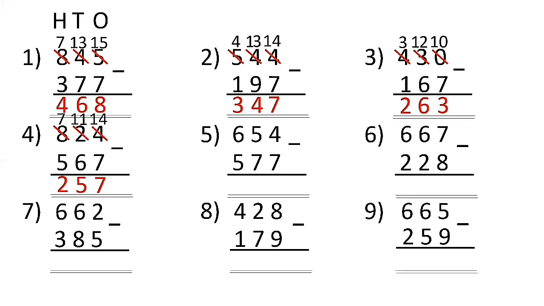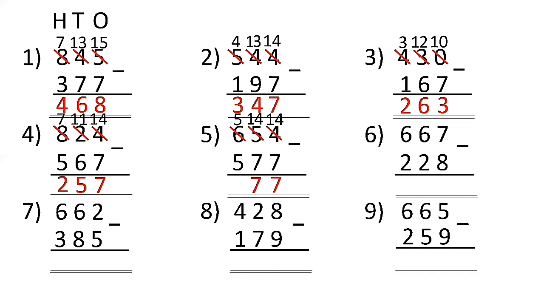Number 5, 654 minus 577. We cannot subtract 4 by 7, so we need to borrow. Cancel 5 becomes 4. 4 becomes 14. 14 minus 7, that's 7. 4 minus 7 cannot be, we need to borrow in the hundreds place. Cancel 6 becomes 5. And 4 becomes 14. 14 minus 7, that's 7. 5 minus 5 is 0, so our answer here is 77.